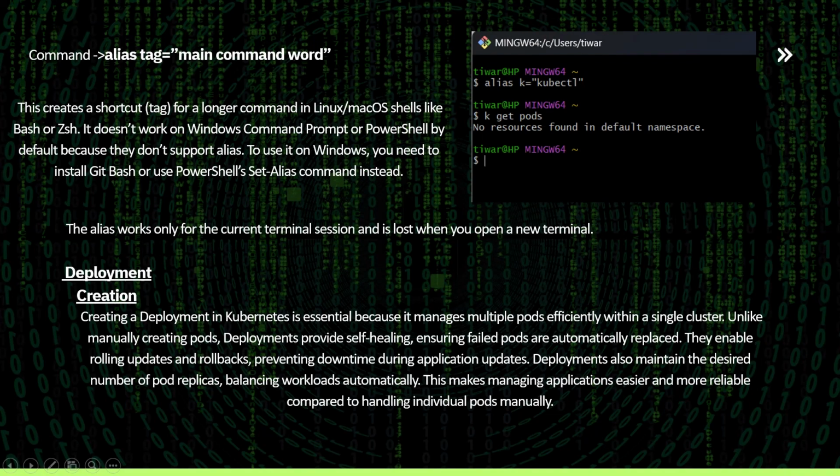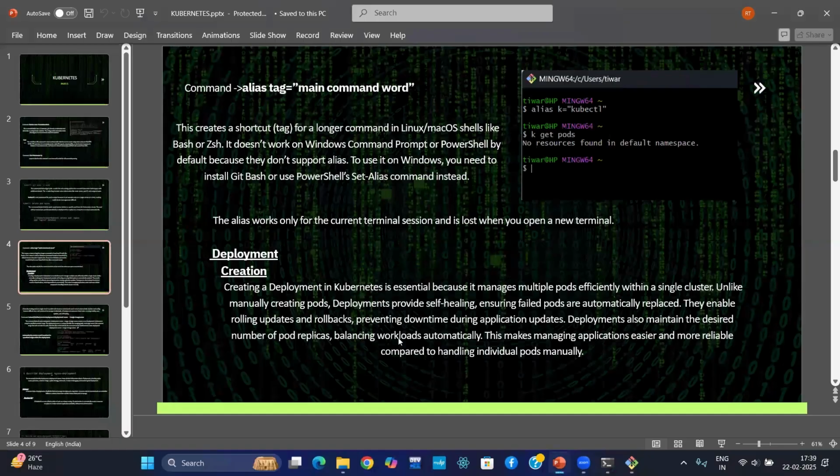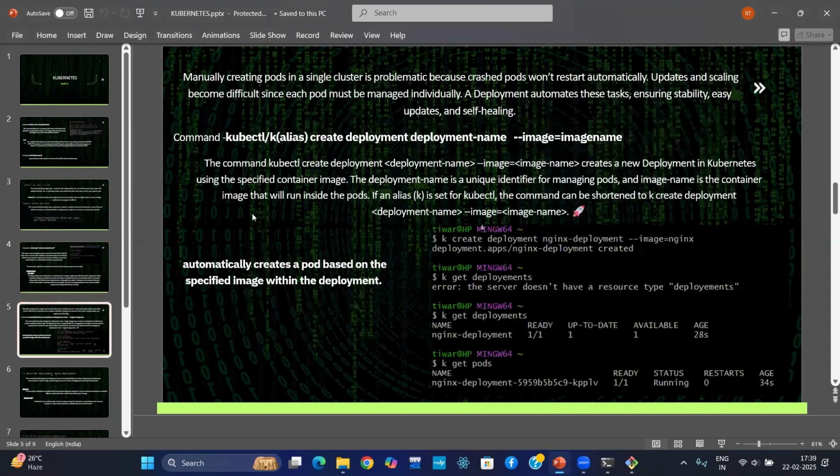I'll explain in the next slide also. So here, manually creating pods in a single cluster is problematic because a crashed pod would not restart automatically. Like the previous command which I was running, I deleted it and it did not restart again. If it crashes also, it is not automatically restarted. Updates and scaling become difficult since each pod must be managed individually. A deployment automates this, ensuring stability, easy updates, and self-healing.